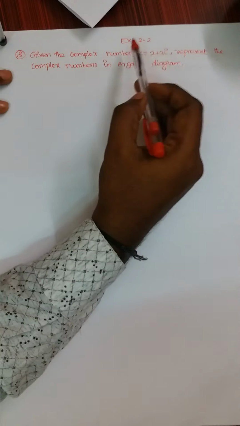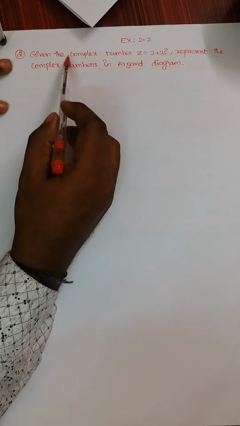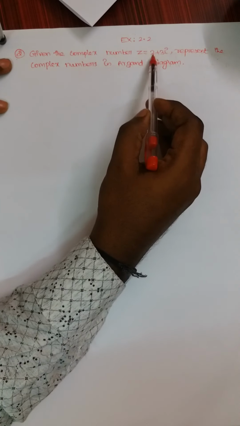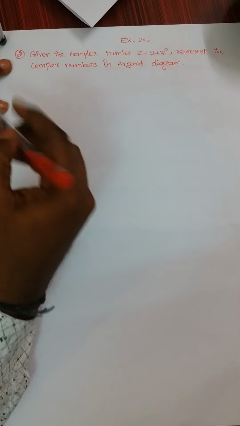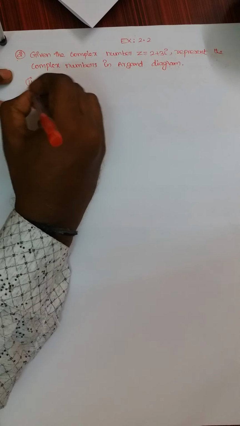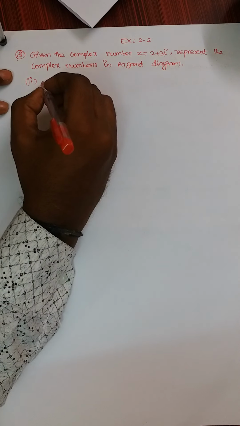Good morning students. Today we are going to discuss exercise 2.2 question number 2. Given the complex number z equal to 2 plus 3i, represent the complex numbers in Argand diagram. The question's second subdivision; we already discussed the first subdivision.